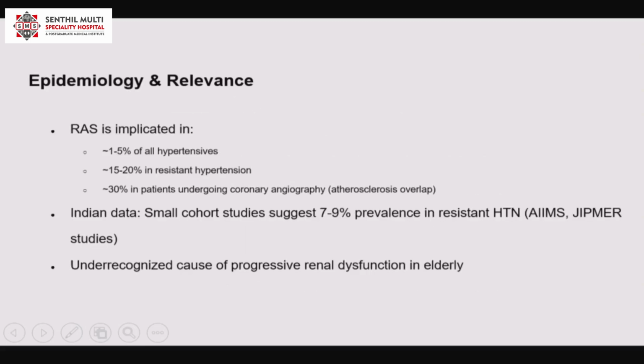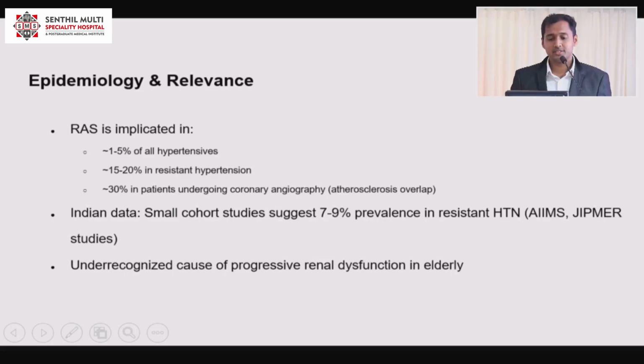So the epidemiology and relevance: in 1 to 5% of all hypertensives, there is an implicated renal artery stenosis. In resistant hypertension, it is 15 to 20%. In patients undergoing coronary angiography, there was a thing called drive-by angiography. When the patient's coronary arteries are being imaged, the dye is introduced down into the renal artery, and that has revealed that 30% of them have atherosclerosis overlap.